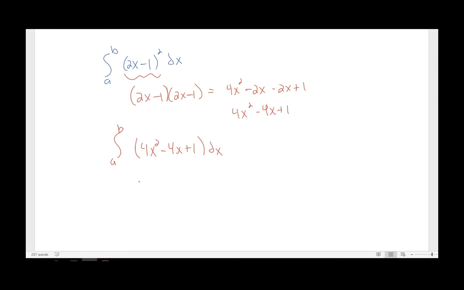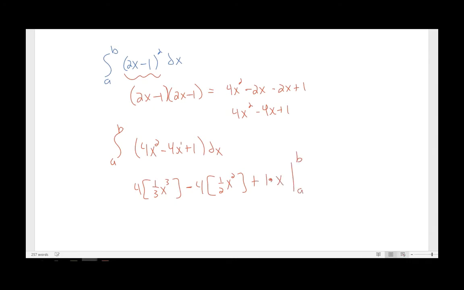So I integrate 4x squared, I pull the 4 out, the integral of x squared is 1/3 x cubed. Right? So remember, I'm going to add 1 to the power and then multiply by the reciprocal. That's my power rule. I'm going to pull off the -4 here, and the integral of x, again, x to the 1 power, I'm going to add 1 to the power and multiply by the reciprocal. And then the integral of a constant is just the constant times x.